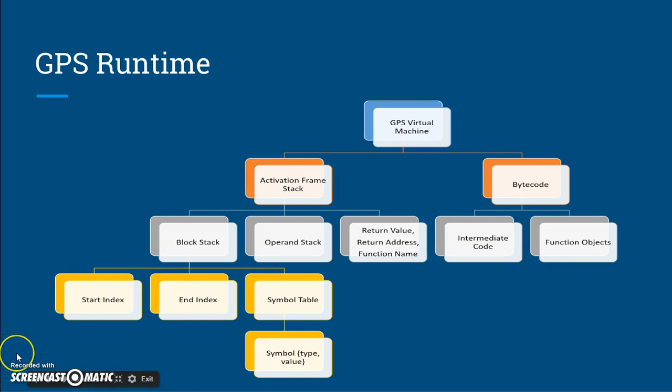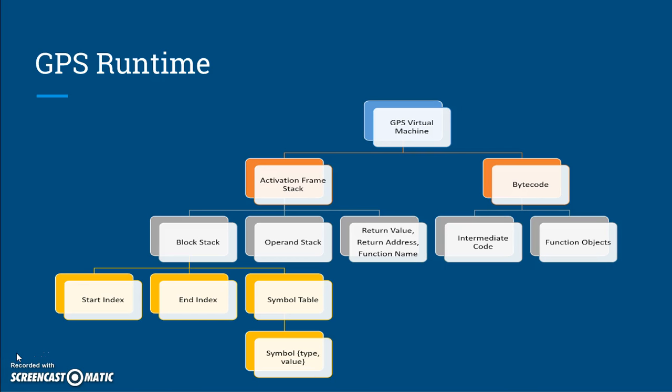Further, we'll look through the design of the runtime environment. The virtual machine has three fundamental components: the activation frame stack, instruction pointer, and the bytecode. The bytecode stores the full intermediate code generated and the hash map of function definitions. This function definition not only includes the code but also its return type and parameter information. This information will be useful in error checking when the function is called.